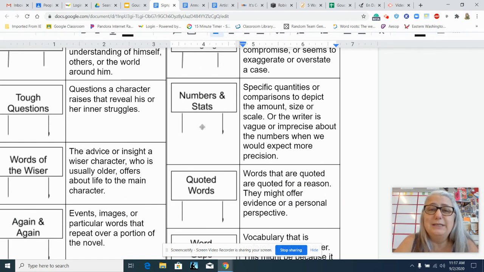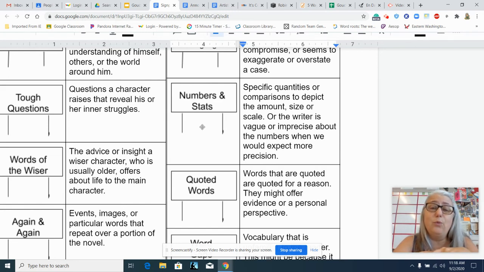For this one, numbers and stats, you can write N and S. Numbers, stats. So that's where they're giving you numbers, specific numbers. Or on the opposite end, they might be really vague. They may say there were thousands of people. There were millions of options. It was just a fraction. Okay, well, which fraction exactly?